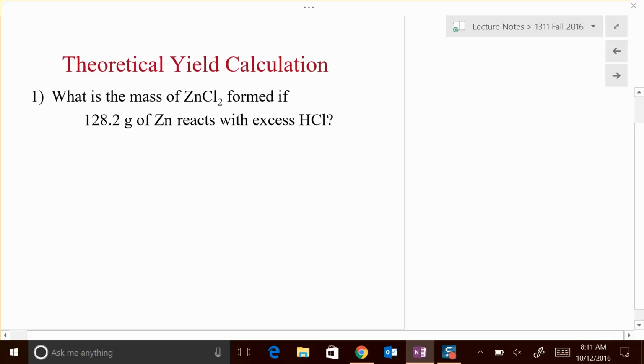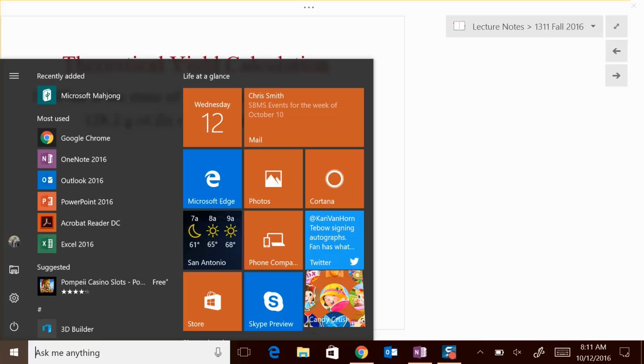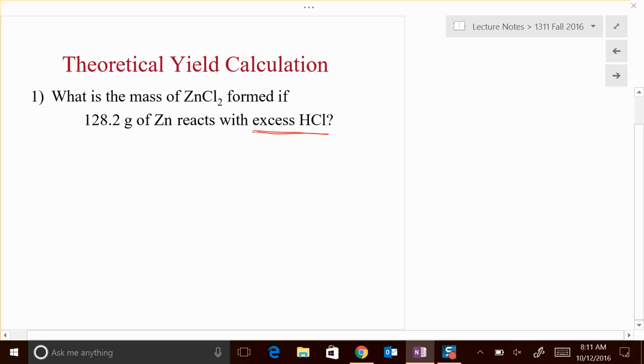What is the mass of zinc chloride formed if 128.2 grams of zinc reacts with excess HCl? What does this mean? Okay? It means that there was some left over during the reaction. The HCl did not get all used up. It's an excess. There's more than enough of it. So will the HCl be a part of this conversion? Do I include it?